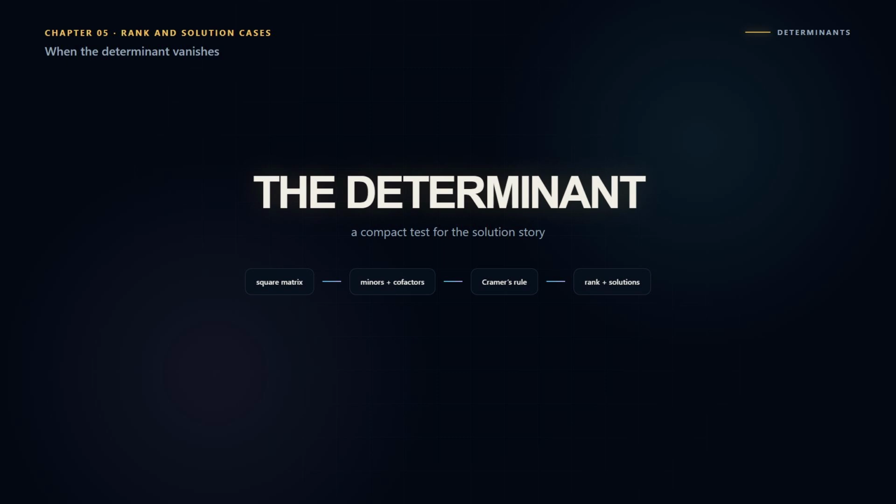Non-zero determinant, full rank, one solution. Zero determinant, reduced rank, and then either infinitely many or none. One compact number cannot solve every problem, but it tells us, before we begin, what kind of solution story is possible.